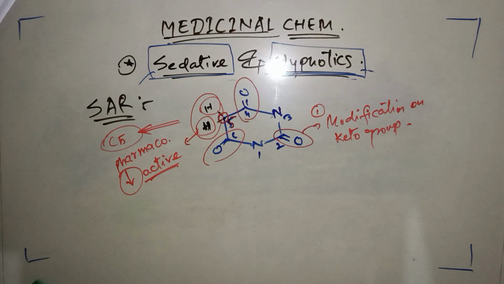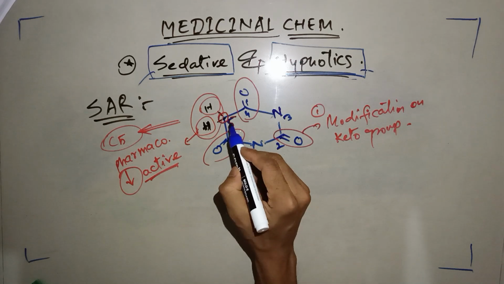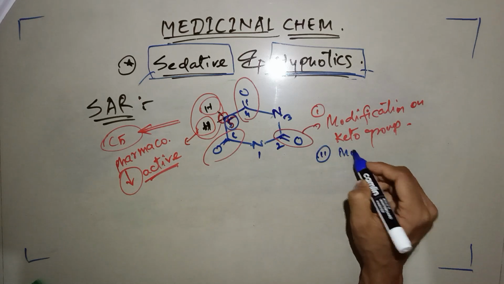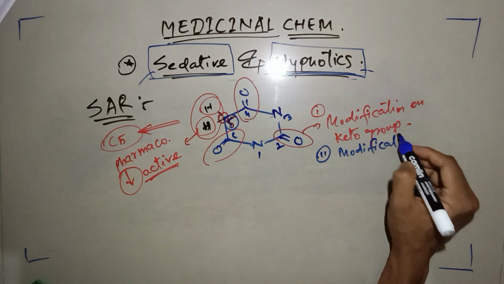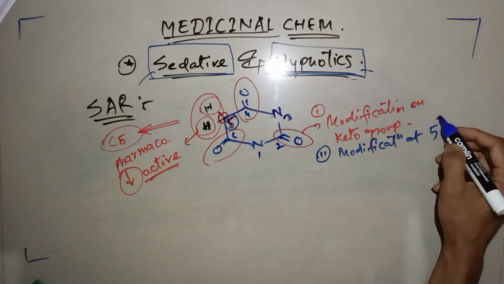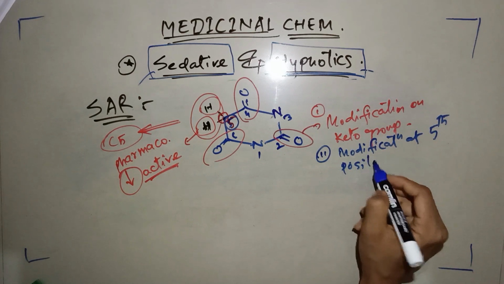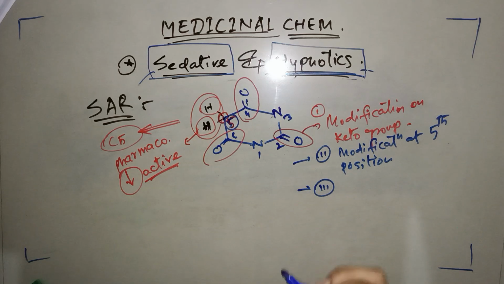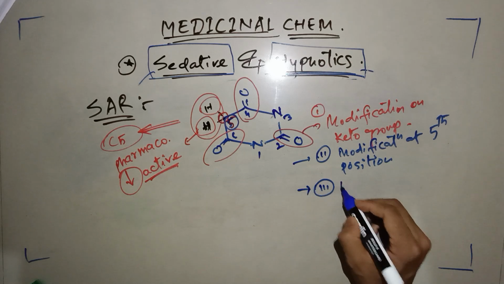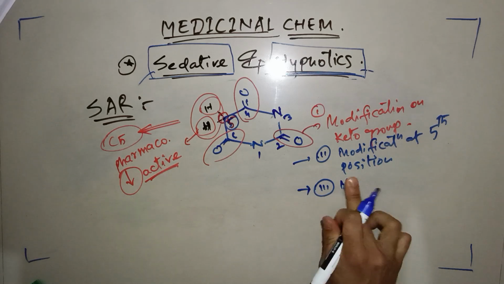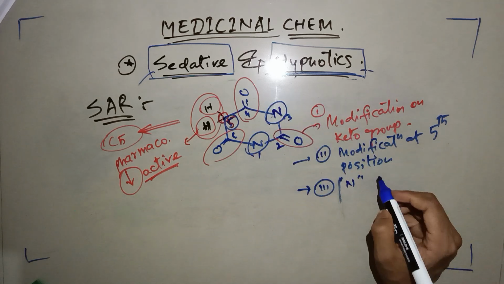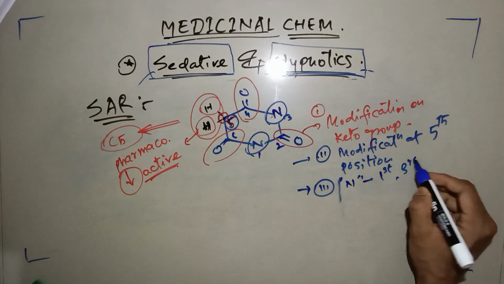Second, it can also show the modification at fifth position. So this is the fifth position. Number two, modification at fifth position. Number three, or the third point you have to remember, is that the nitrogen atom at first and third position. So this is nitrogen. See this one. So nitrogen atom at first and third position.